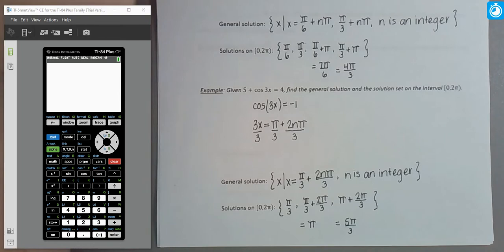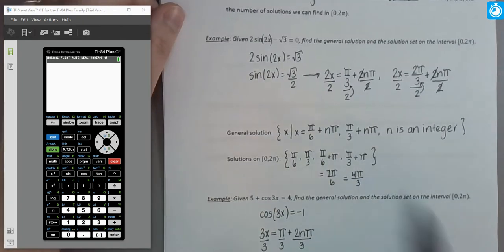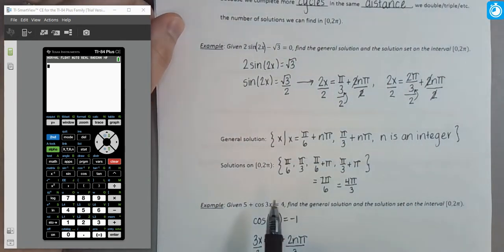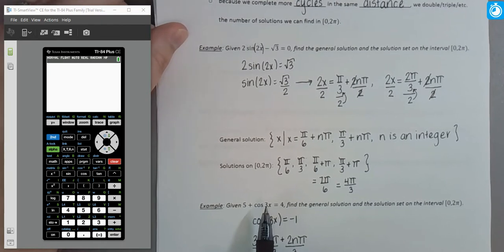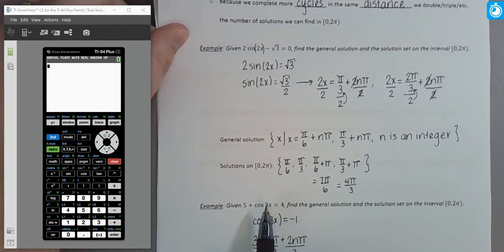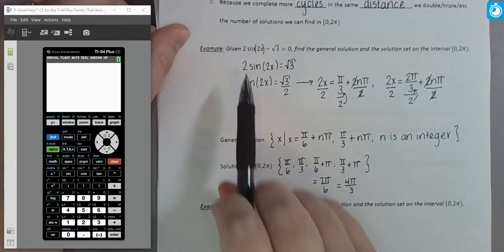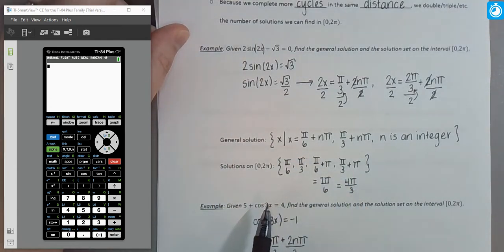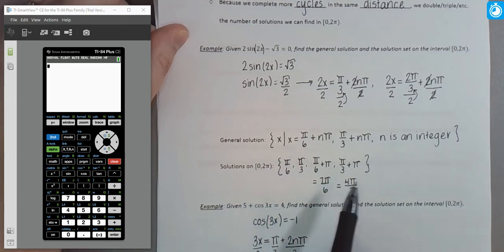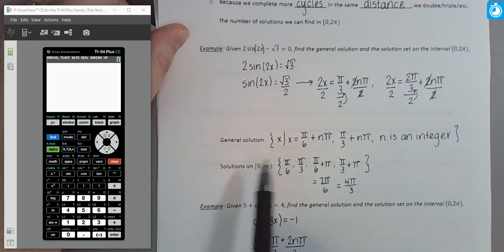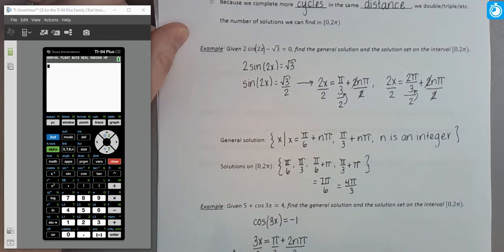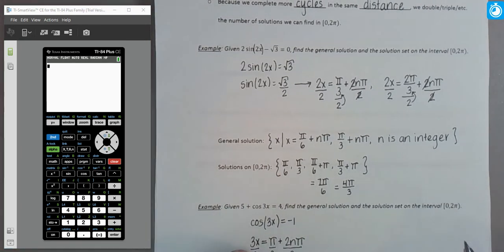So this is what happens when we have a coefficient in front of x that's greater than 1. The coefficient in front of x changes the period. We take the original period, which in this case was 2 pi, and divide it by these numbers, which means we repeat our solutions more quickly, which means we get more solutions within the same distance from 0 to 2 pi.